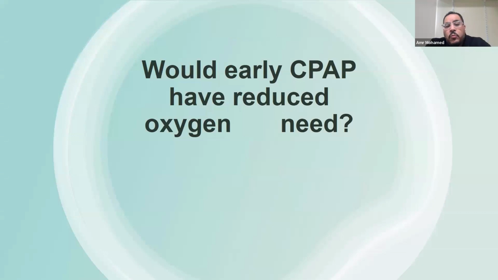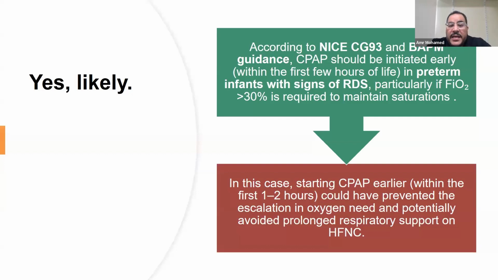So the question was, would early CPAP have reduced oxygen requirement and decreased the duration of admission for these twins? And the answer is likely yes. So according to NICE guidelines, the use of CPAP in the first few hours of life, especially if they require more than 30% FiO2, can decrease the duration of admission.